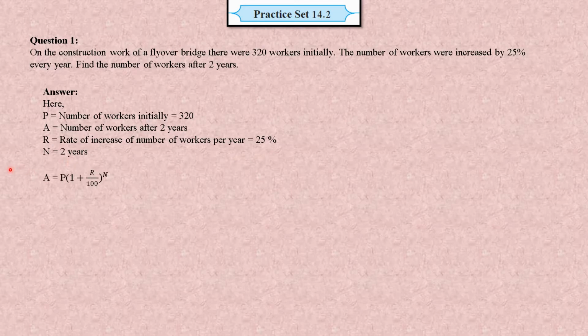Using the compound interest formula, we get A is equal to P into 1 plus R upon 100 raised to N. Substituting the values of P, R and N, we get 320 into 1 plus 25 upon 100 the whole bracket square. Solving and simplifying this equation, we get the amount A as 500. Hence, the number of workers after 2 years will be 500.